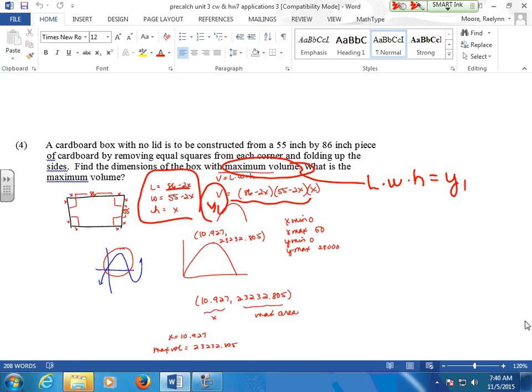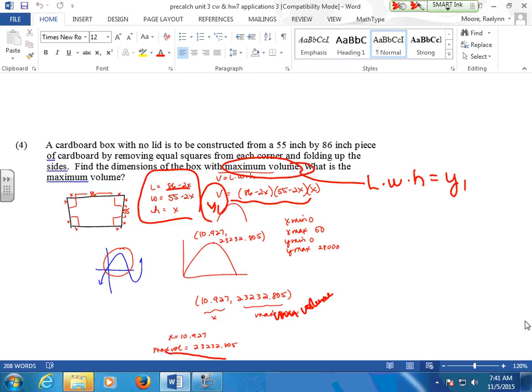Is the maximum supposed to be max volume, not max area? Yes, max volume. Thank you. Max volume. I'm so used to writing the area. So I put my max volume down here.